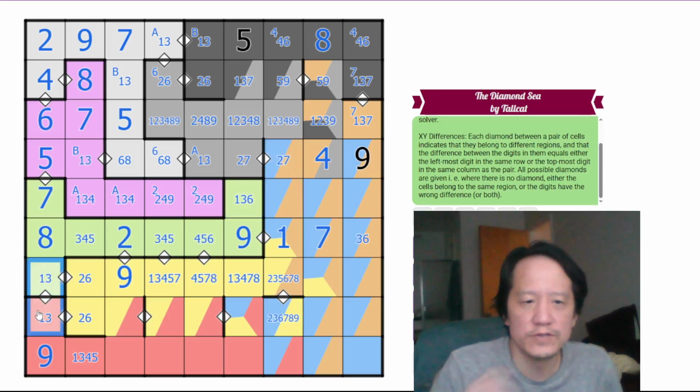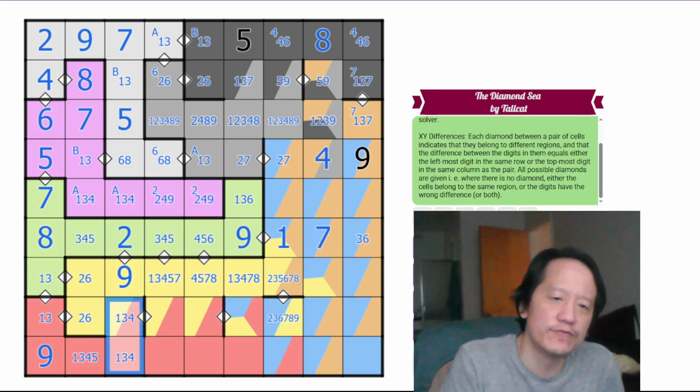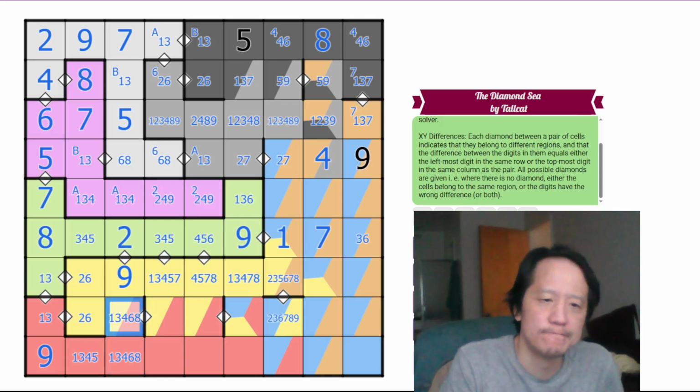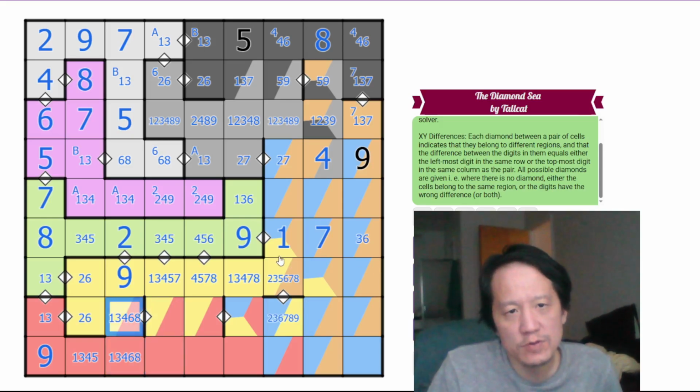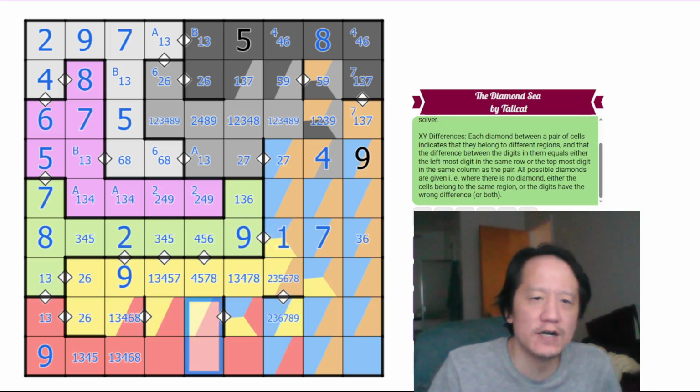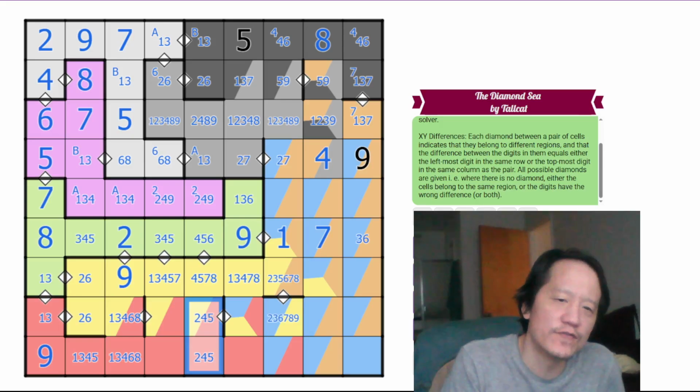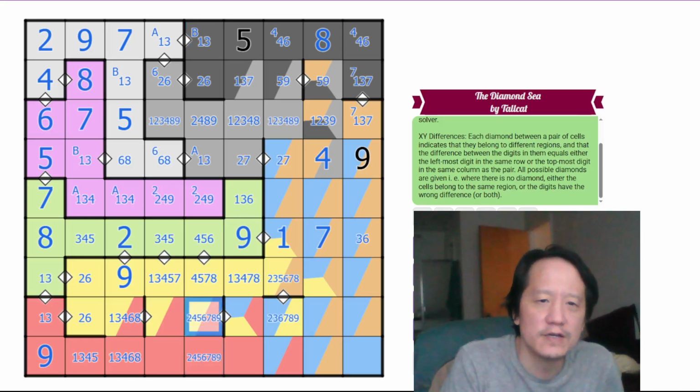We don't know the difference between these two, though. One of those is a 6. The remaining digits in column 3 are 1, 3, 4, 6, and 8. Remaining digits in column 5 have to be 2, 4, 5, 6, 7, 8, and 9.